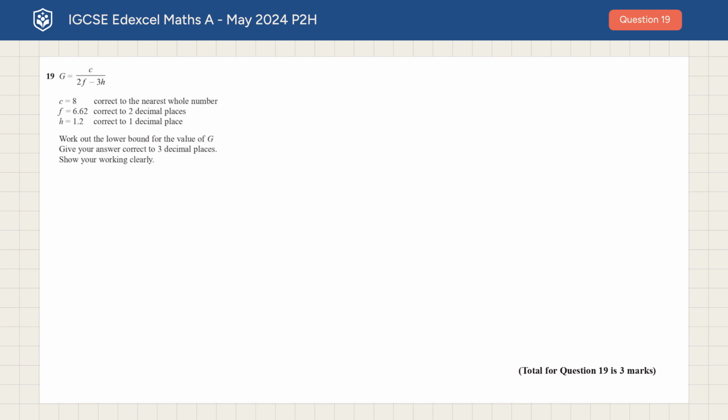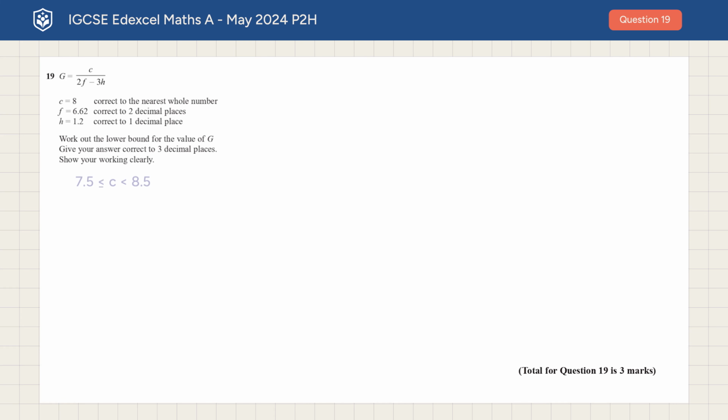Now for question 19. We are working with the formula G equals C divided by 2F minus 3H. We've been given rounded values for C, F, and H, and we need to find the lower bound for G. First, let's identify the bounds for each variable.